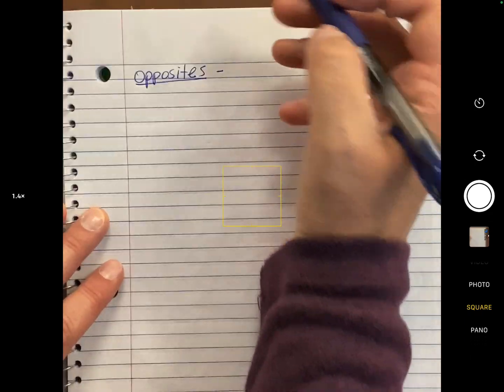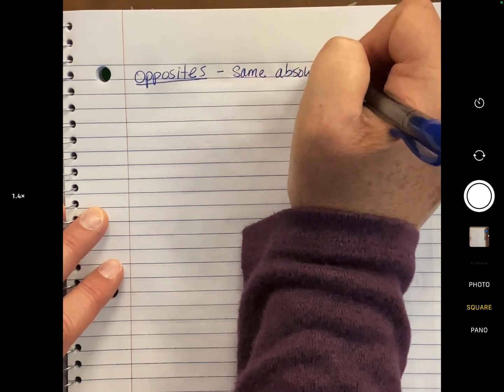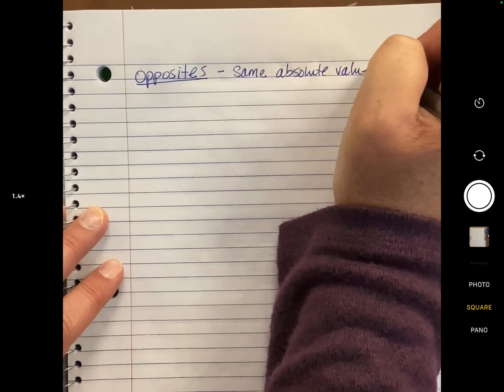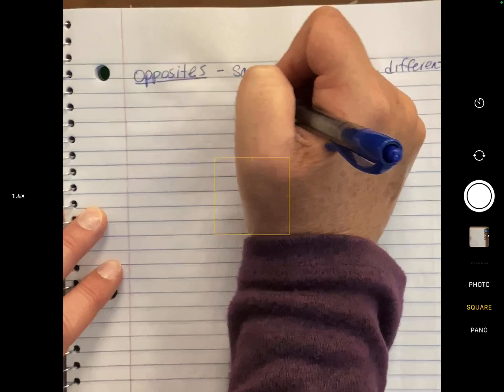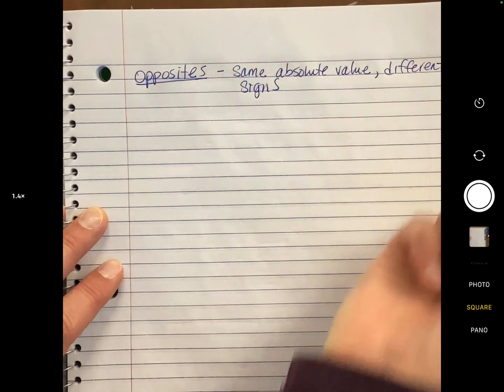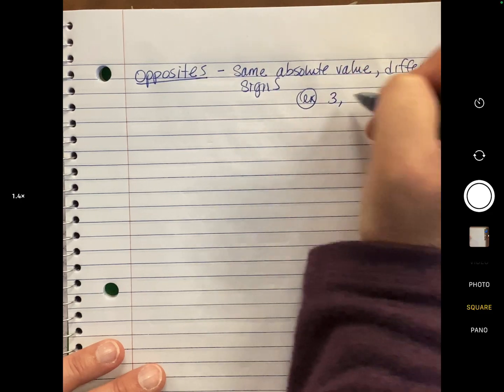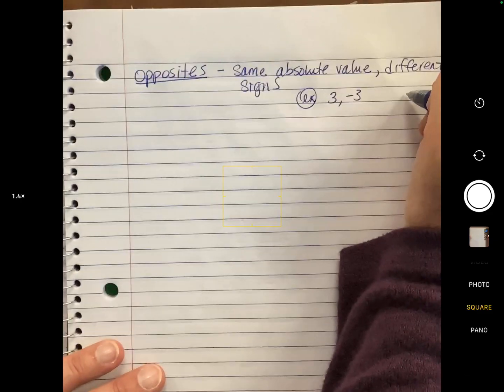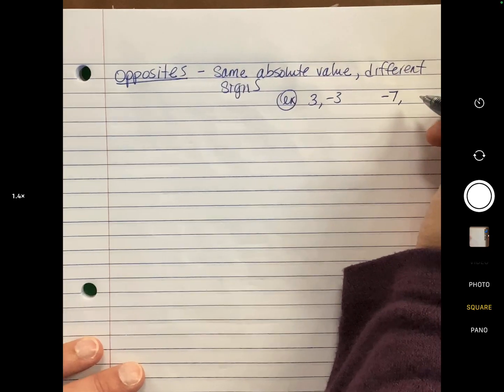Opposites just mean that they have the same absolute value, but different signs. An example would be 3, its opposite, negative 3. Or if I start with negative 7, its opposite, 7.